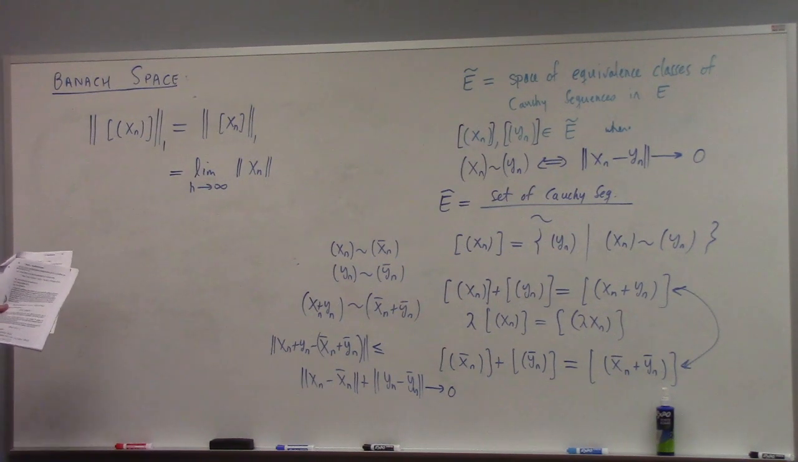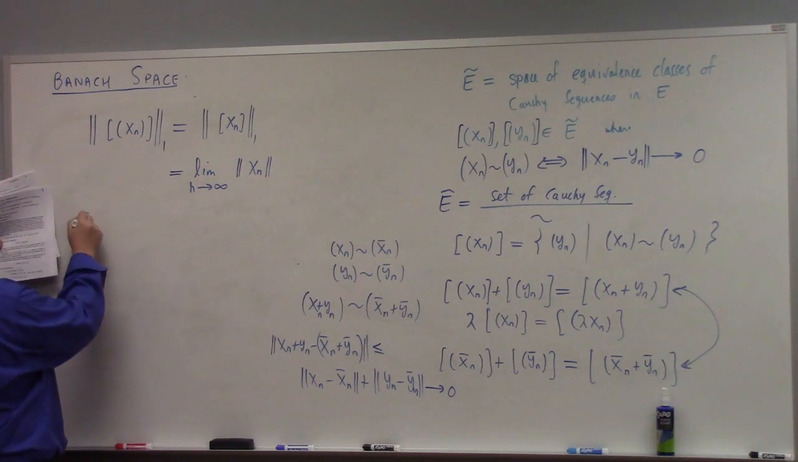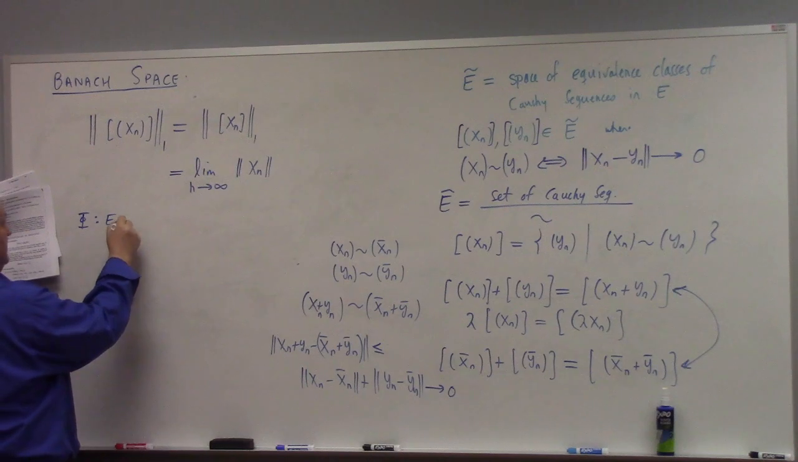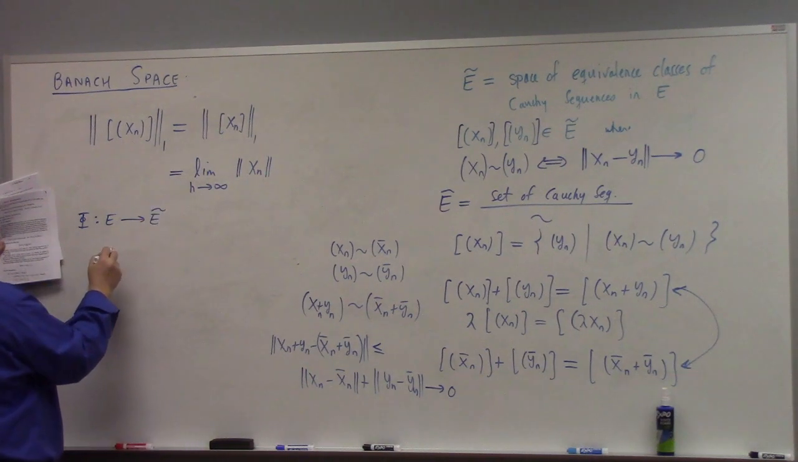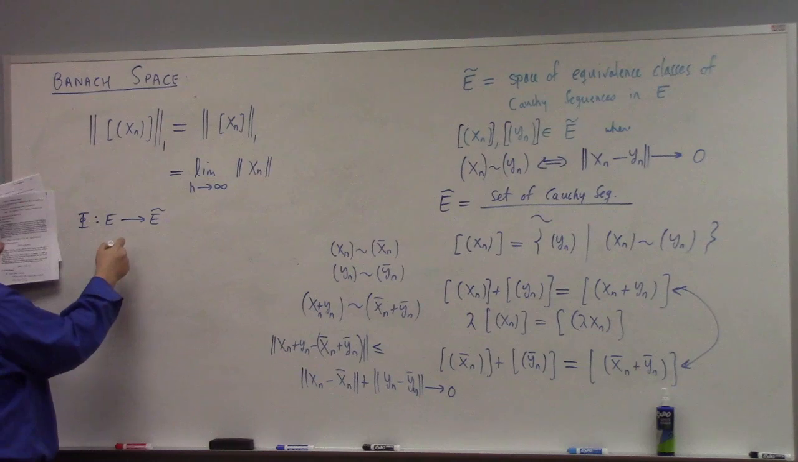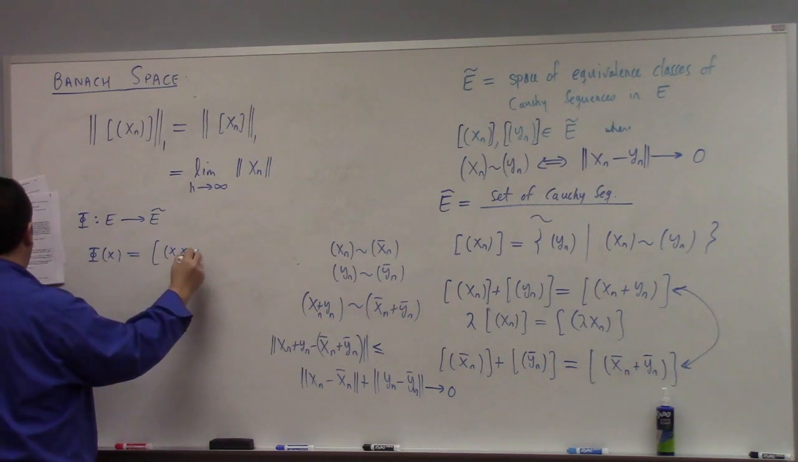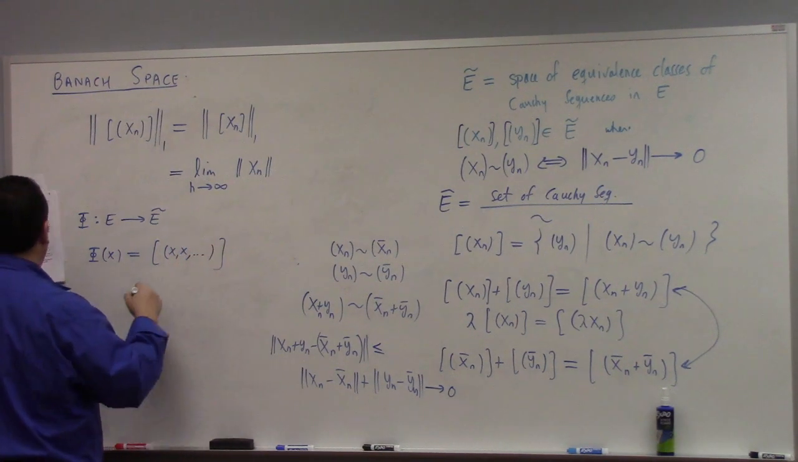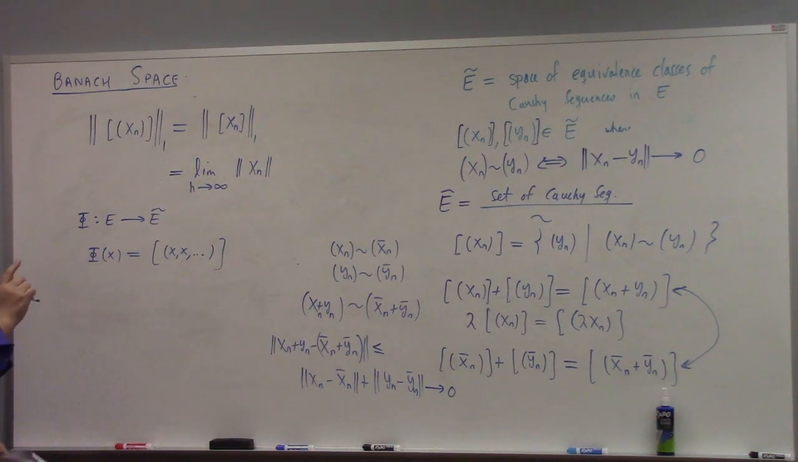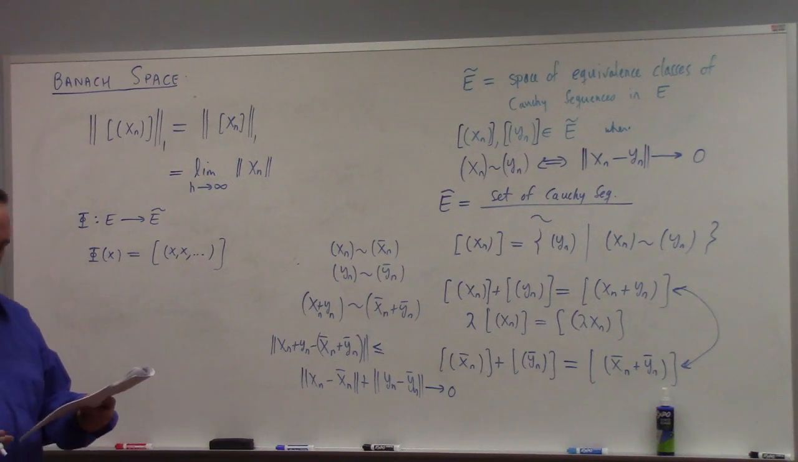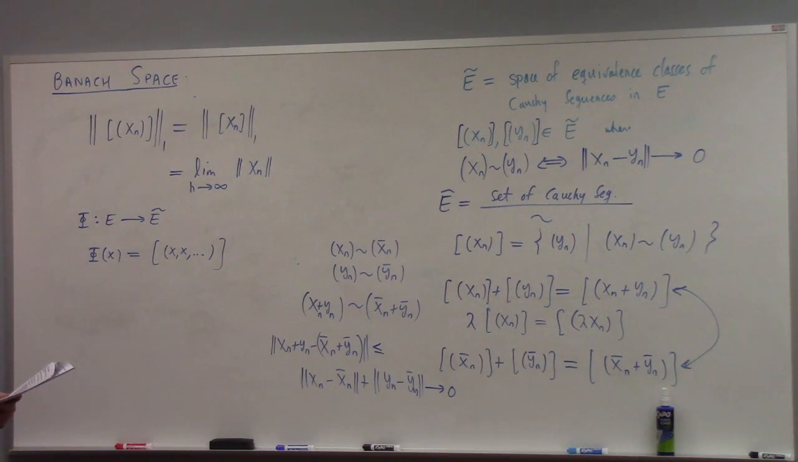Oh, look, check this out. He defines the map. This is better than what I did. I was just being sketchy. Here's the actual formula. Phi from E to E tilde, he defines it by phi of x is equal to the equivalence class of (x, x, ...). I mean, that's what I said, but that's nice and clear. So, in other words, you take x to the constant sequence. That's the mapping. That's the injection. It satisfies A and B, which I just erased.